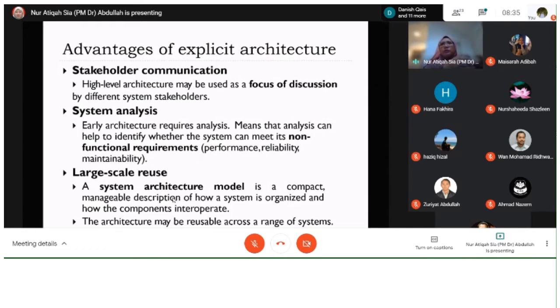Bila small component, dia melibatkan communication banyak. Bila is a large grain of component, it is going to actually shorten the communication between component and component. Is going to actually have a quite high performance dan sebagainya. So that's why it's a very initial step for us to identify the non-functional requirement. Okay. And then last is actually the large scale reuse, as I mentioned to you.